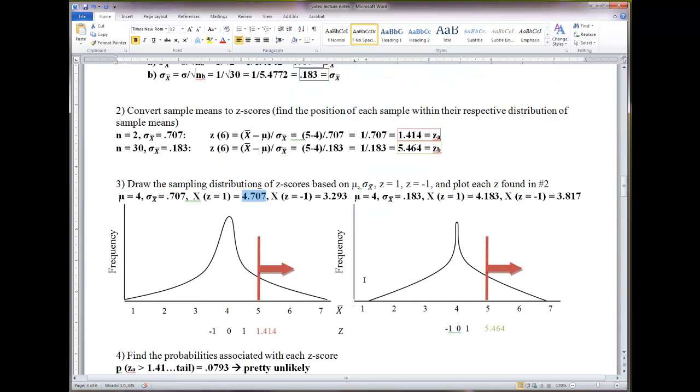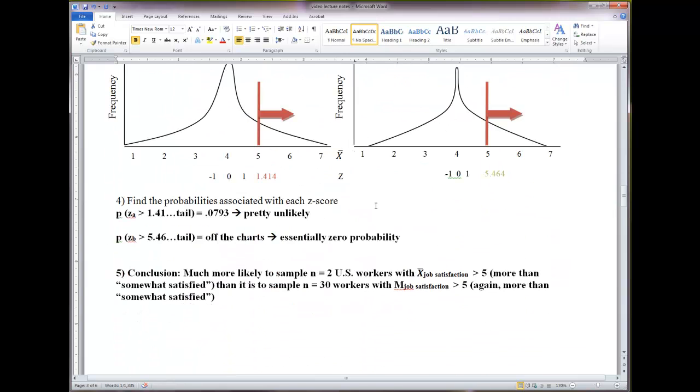sample mean, or in this case a sample mean of 5, when you have a smaller sample. So remember, this goes with the larger sample, this goes with the smaller sample, and it's more likely to get a sample mean different from your population mean with a small sample than it is with a large sample. And that's what this conclusion here represents.